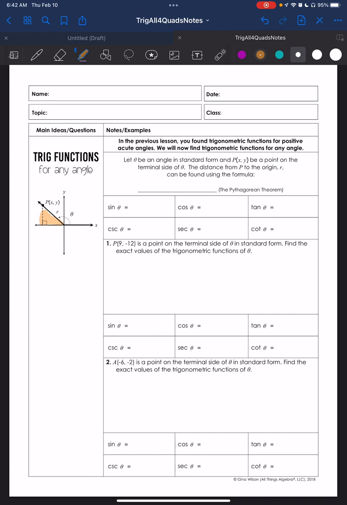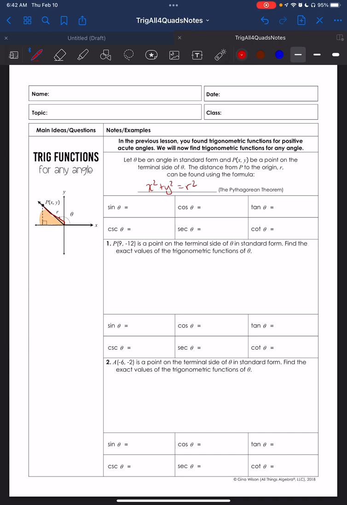So we're going to do some examples so you can see what that looks like. In other words, let's say we have an angle theta, drawn there in standard position, and some point P with coordinates x, y on the terminal side of theta. First of all, we can find the distance from P to the origin, which is your hypotenuse, just by using the Pythagorean theorem: x squared plus y squared equals r squared.